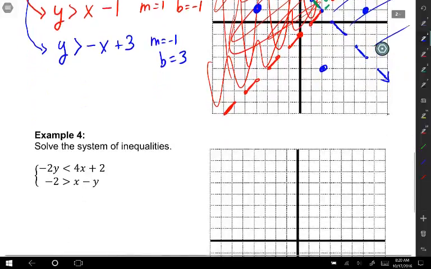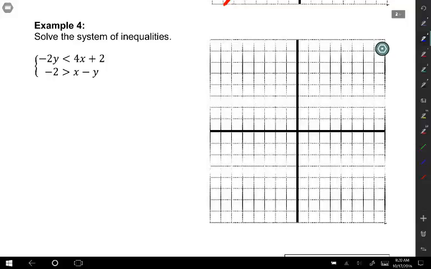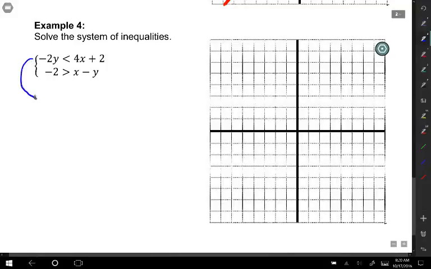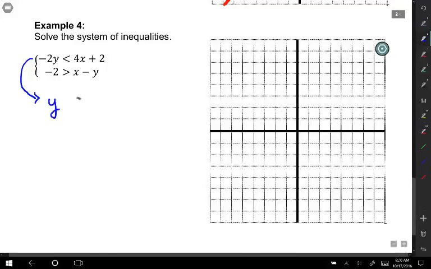All right, let's move down to our last one here. Looks like I have to solve some things first. So, who feels comfortable enough to solve the top one? Go ahead, Paul. Y is greater than negative 2x plus 2. Really close. Minus y. Good.